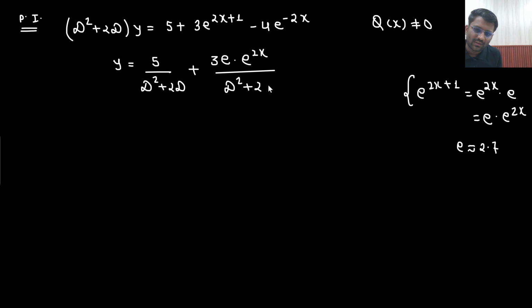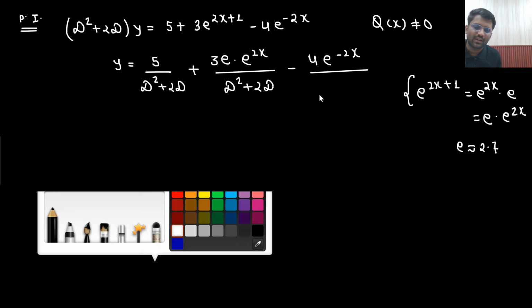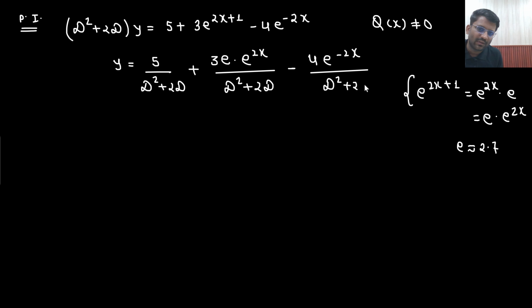Minus 4 e to the power minus 2x upon d square plus 2d. Now what we are supposed to do? So this could be written as 5 e to the power 0x. So here we are supposed to put d equals to 0, here we are supposed to put d equals to 2, and here we are supposed to put d equals to minus 2.